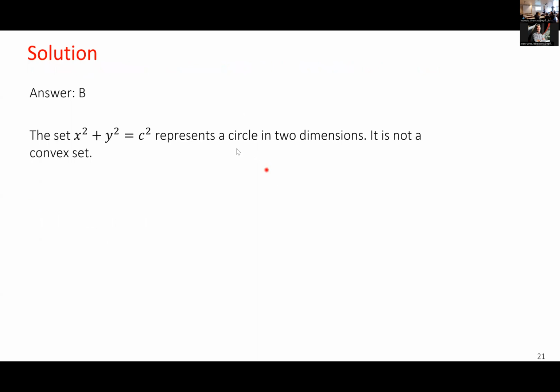Here the set is a circle. That's not the disk. The disk is the circle plus the interior. The circle is just the boundary, and the circle is not convex. If I draw 2 points on the circle, all the points in between are not on the circle. They're in the disk, but not on the circle. So this is not a convex set of constraints. It's not a convex problem.